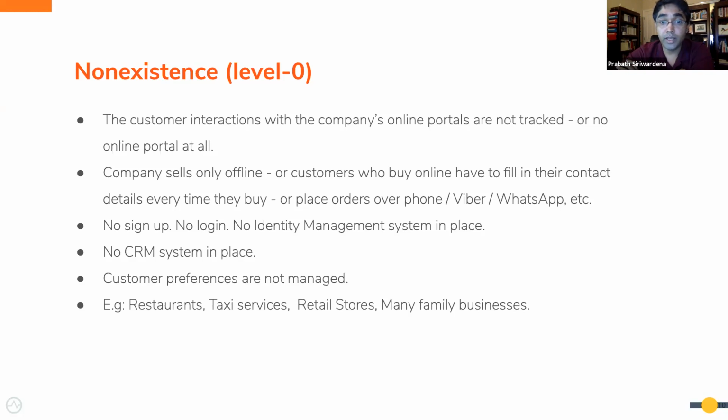Probably you may use systems like Viber, WhatsApp, or a phone line to accept orders, but still you don't worry about tracking who places which order. Many restaurants, taxi services, retail stores, and family businesses follow this model at the start. When you walk into a restaurant, no one knows about you. Even if it is the same restaurant you are going back to again and again, each time you need to pick where you want to be seated and what you want for the meal.